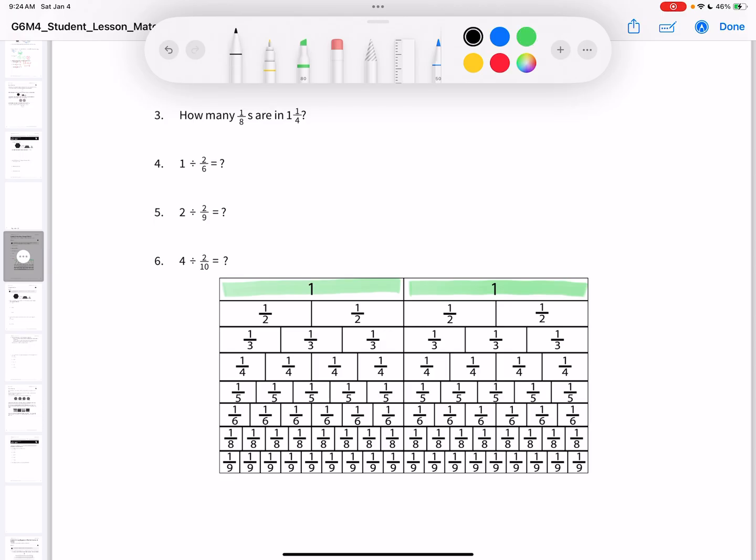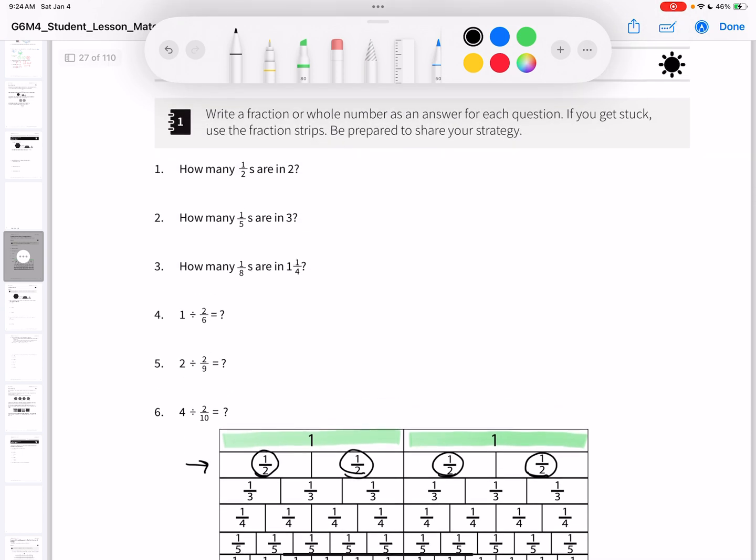So if I look here, this is my 1/2 line. And so I can see there's 1, 2, 3, 4 1/2s in 2 wholes. So how many 1/2s are in 2? There are 4. So we can write this as 2 divided by 1/2 equals 4. Because it's asking us, if I were to take 2 wholes and divide it into 1/2 increments, how many 1/2 increments will there be? And you can see down here, there are 4.